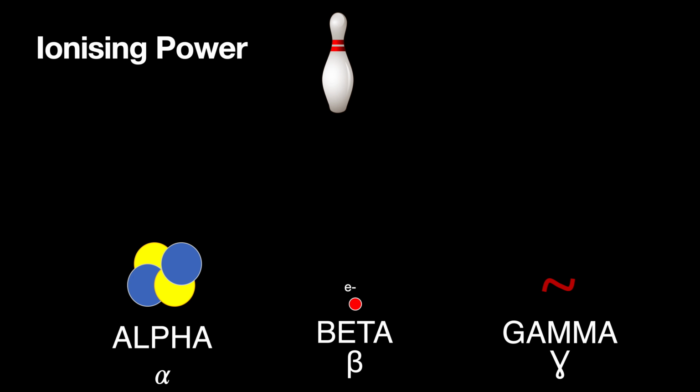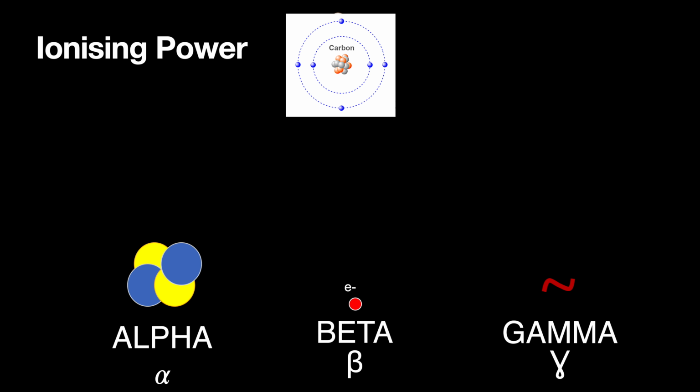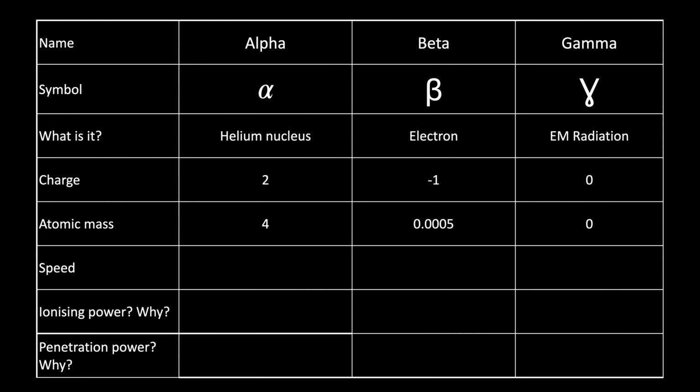So when considering the ionizing power of alpha, beta, and gamma, we actually consider the ability to remove an electron from an atom. So in this case, an alpha particle would be the most effective in removing an electron, then a beta particle, and finally gamma. Now pause the video and try and fill in the rest of the table. Let's fill the rest in.